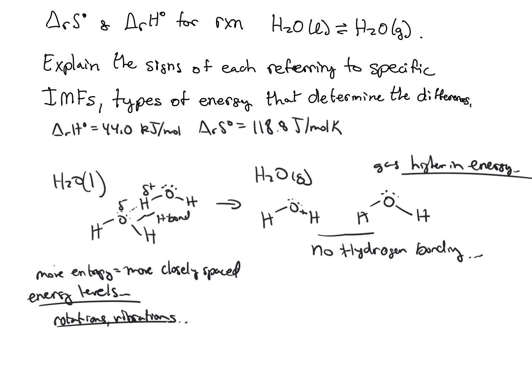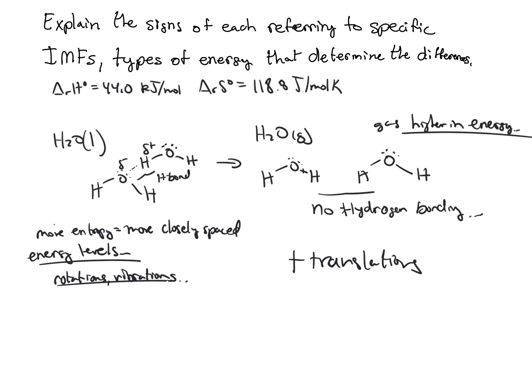For H2O gas, we also add in translations because these gas molecules can now translate individually in a way they can't in the liquid phase. You remember, translational energy levels are the most closely spaced. So the fact that H2O gas has these translations means that it's going to have, on net, more closely spaced energy levels. So our overall picture then for water looks something like this.